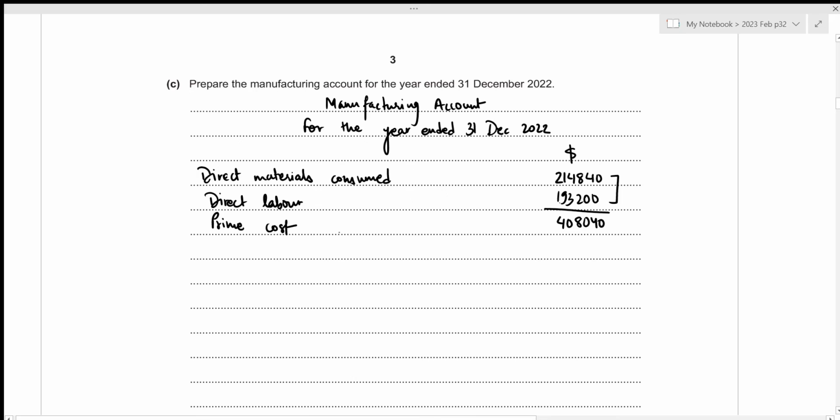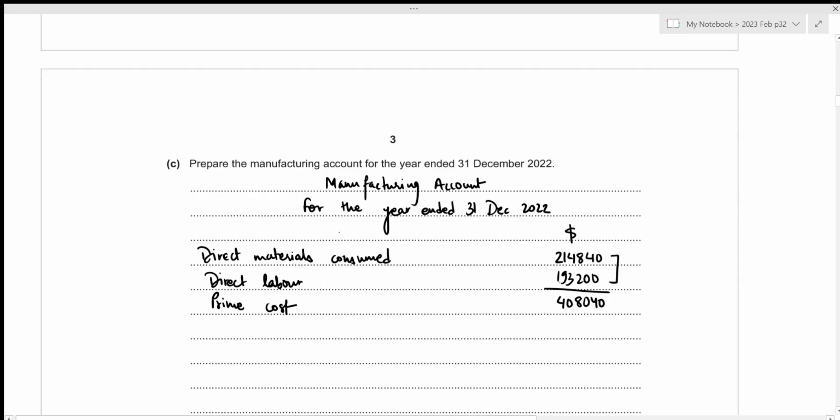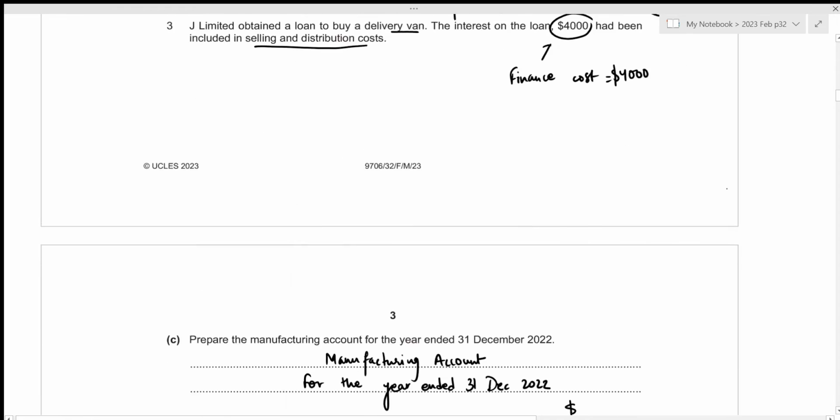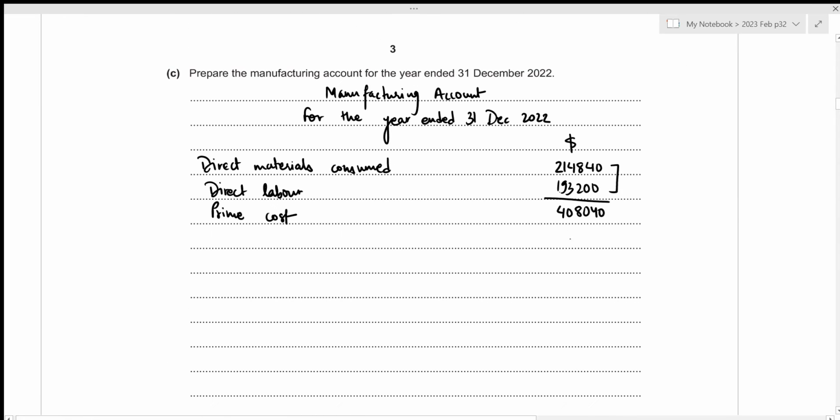Now the next step would be to add all of our factory overheads to our prime cost. Let's have a look above. Our factory overheads is given right here, and that's 85,000 plus 3,000 minus 1,000, which results in 87,000. So this is the amount to be added to the prime cost. Let's write it down. That's 87,000. This is our factory overheads.